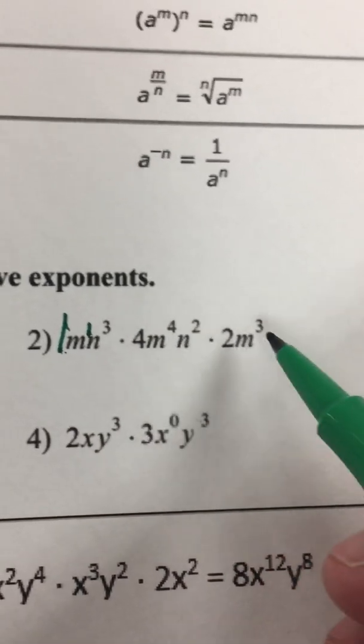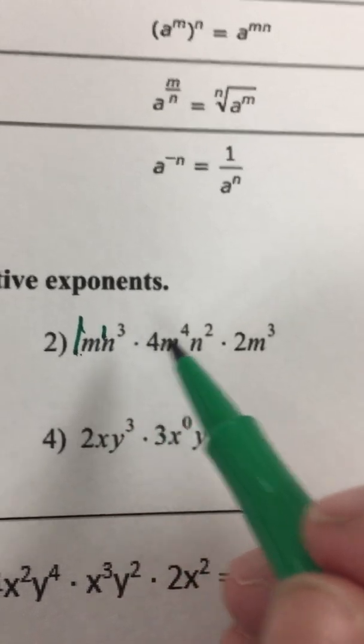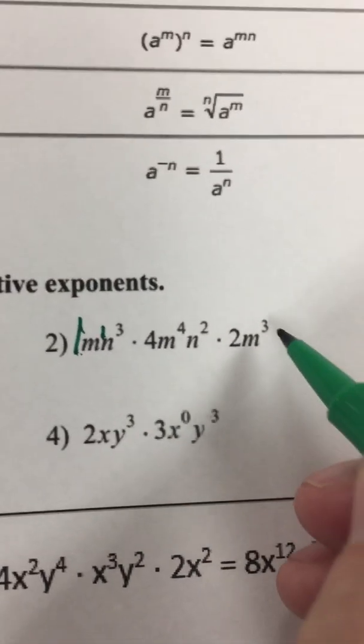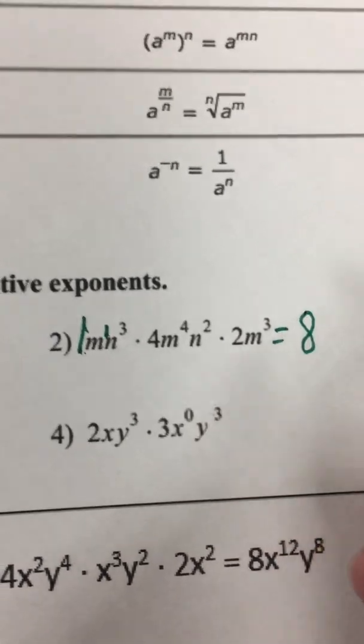4m^4n^3 times 2m^3n^2. So the big numbers, 1 times 4 times 2, they just multiply together. Well, 1 times 4 is still 4. 4 times 2 is 8. So you can put those in the calculator and just do the math.